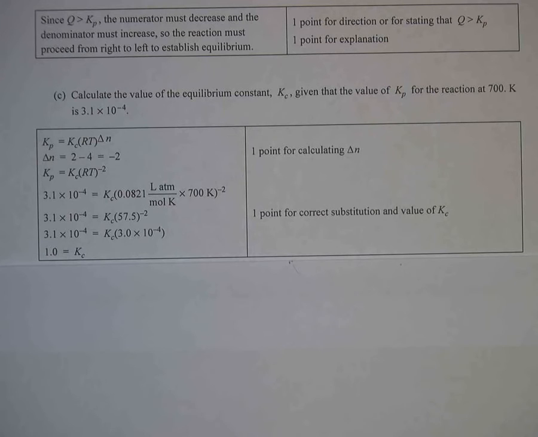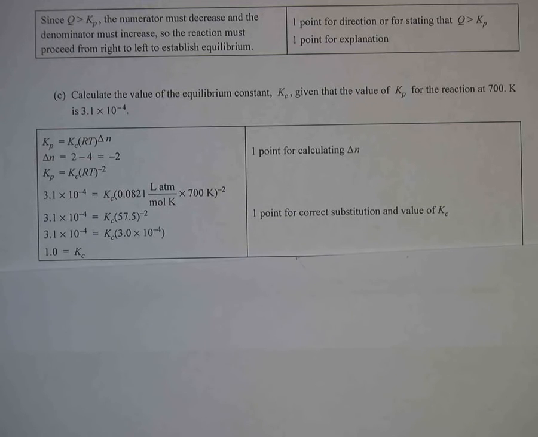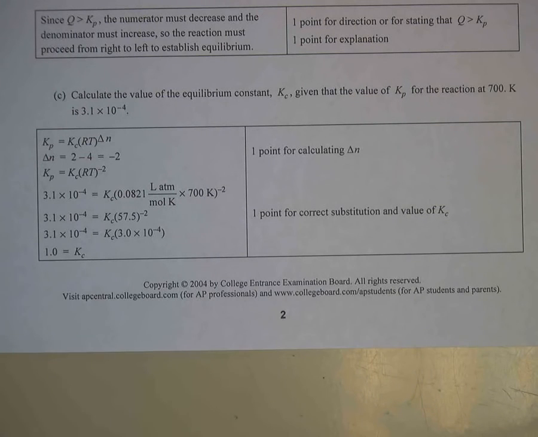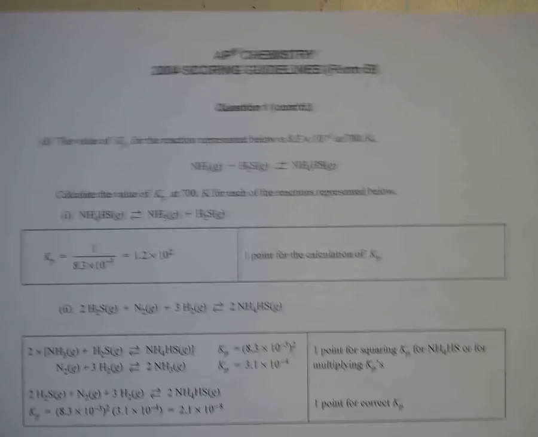Let's see, next one. Calculate the value of the equilibrium constant, Kc, given the value of Kp for the reaction is 700. So now we're going to use that equation that is on the periodic table. Kp equals Kc RT delta n. And delta n would be products minus reactants, so 2 minus 4, giving me a -2. Plugging the numbers in with a -2, plug and chug, and I end up with 1 for Kc. Really nice, easy little math problem there for plugging Kc and Kp.